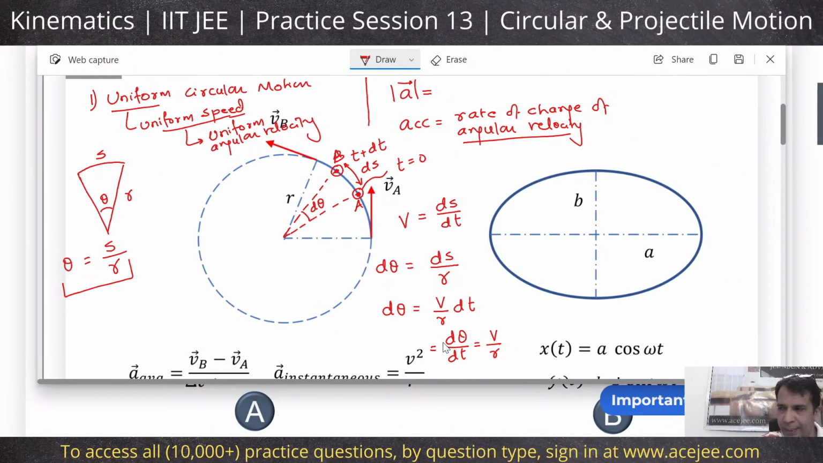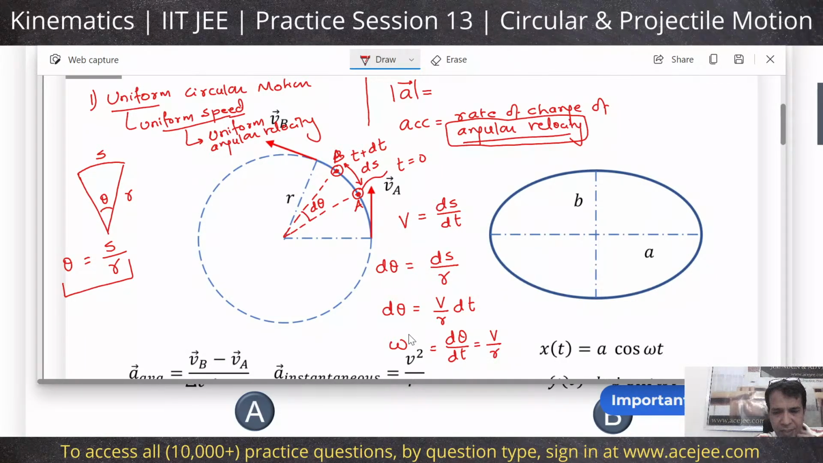Now, what is d theta by dt? The rate at which the particle is tracing the angle theta. In other words, how much angle it traces per second. What is that? That is angular velocity. That's how we define angular velocity, even though we'll talk about this when we get to the rotation chapter. But this is a fairly basic definition that you must have touched upon in your previous classes as well.